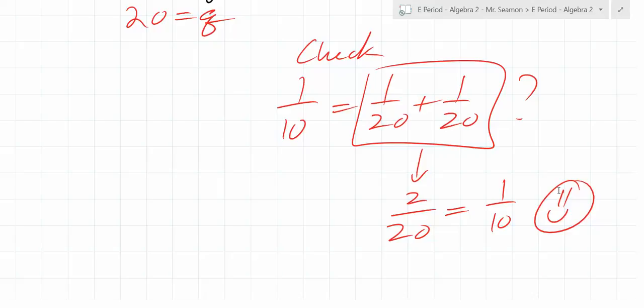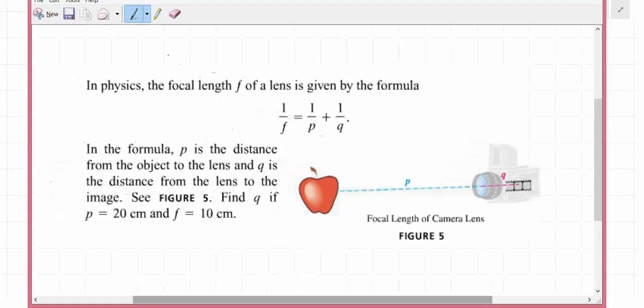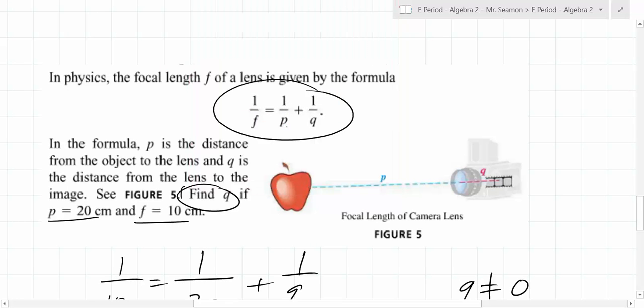One thing you can do is plug in values and then solve for a variable. Another thing you're going to have to do is solve for the variable first. So let's say I gave you this one right here.